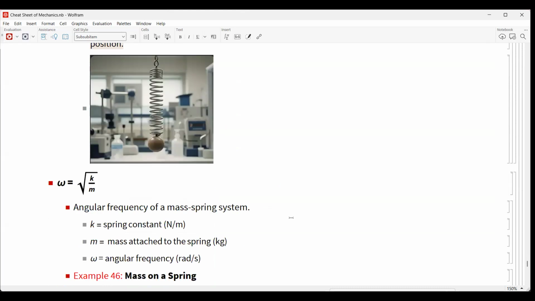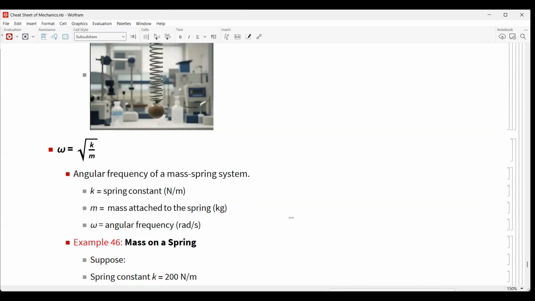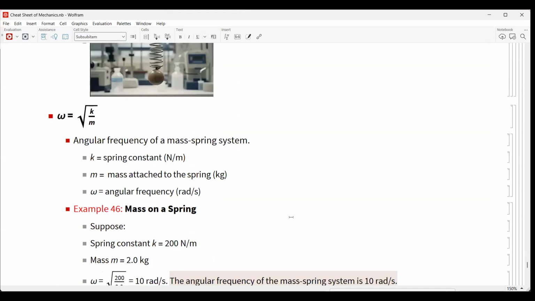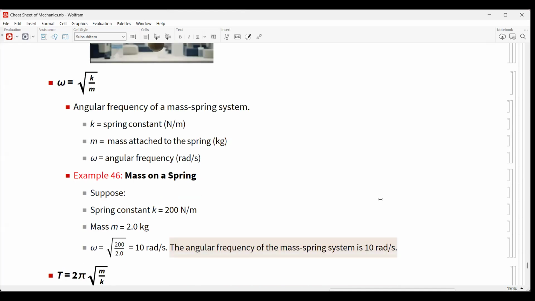The angular frequency of a mass spring. K is the spring constant. M is the mass attached to the spring. And we have the omega, the angular frequency in radians per second. Suppose the spring constant is 200 Newton per meter. The mass of the object is 2 kilogram. So the angular frequency is equal to 10 radians per second. This is the angular frequency of the mass spring system, 10 radians per second.